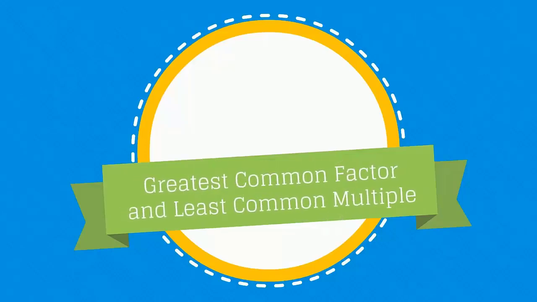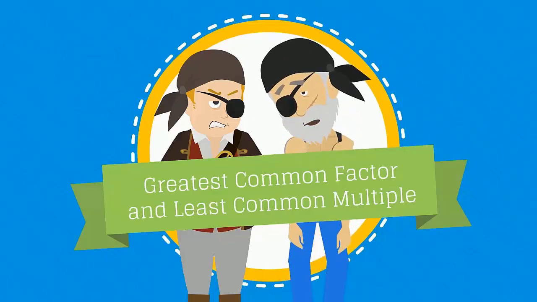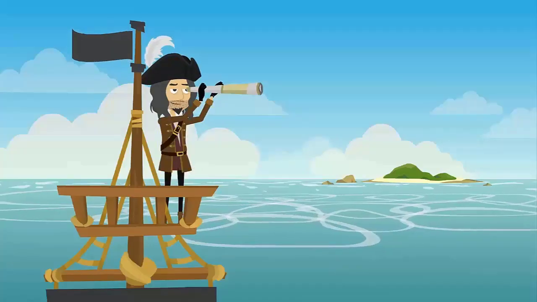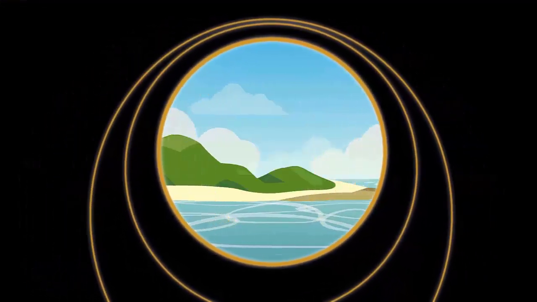Let's talk about greatest common factor and least common multiple. Remember our pirates when we were making simplified fractions? We used greatest common factor to help us make fractions smaller. It helped us hunt for copycat ones so we could make fractions in simplest terms.